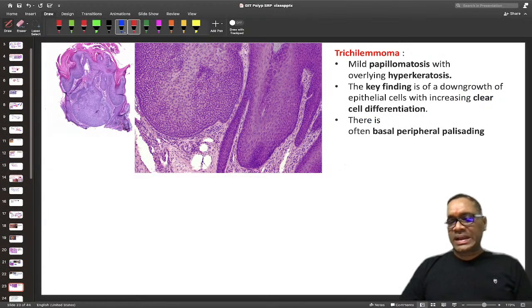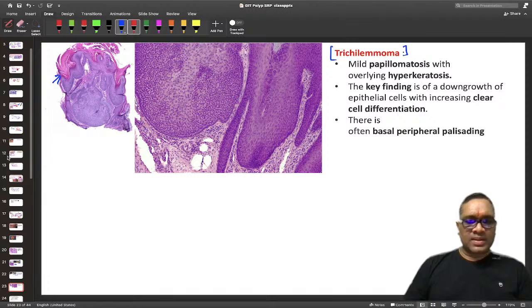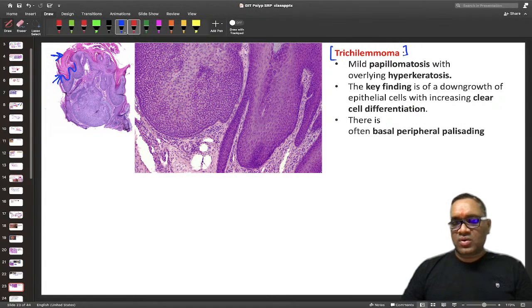Now look at this skin lesion. I have said this is the tricholemoma, a benign skin tumor, right? You can see there is papillomatosis, and there is hyperkeratosis. And when you look at the high power view, what is the key finding? The key finding is downward growth. Can you see the downward growth of the skin lesion? And you can notice there is clear cell differentiation in this area.